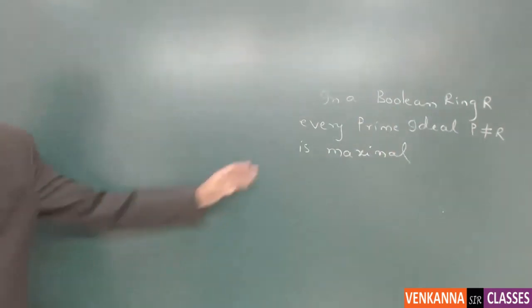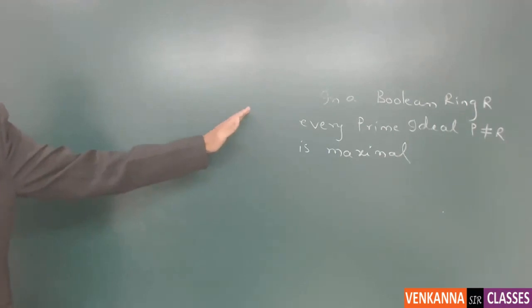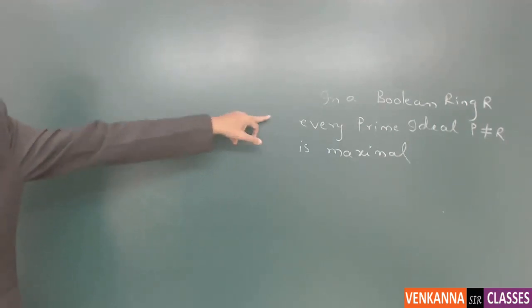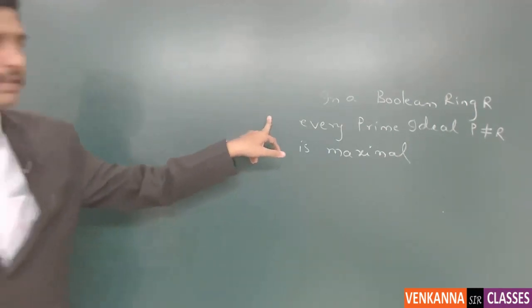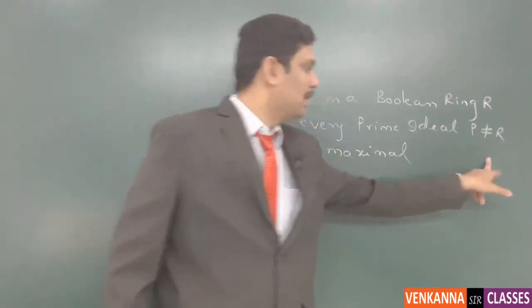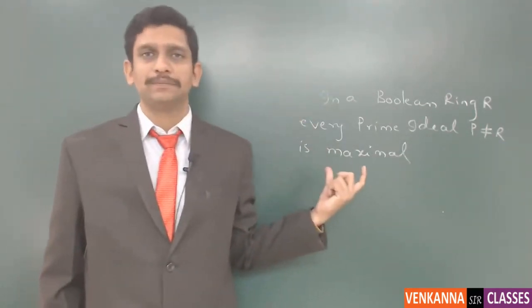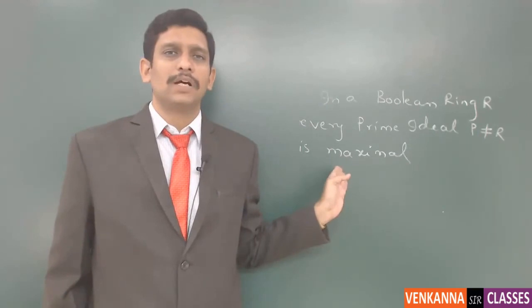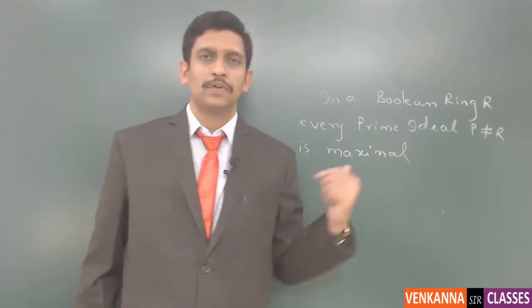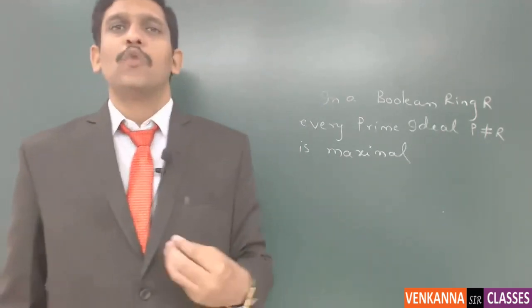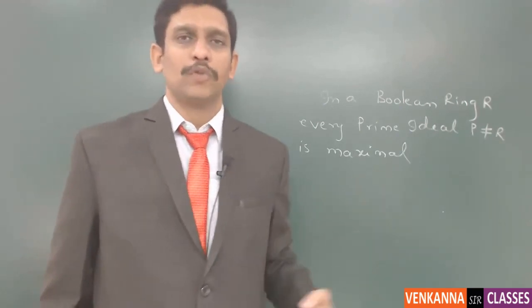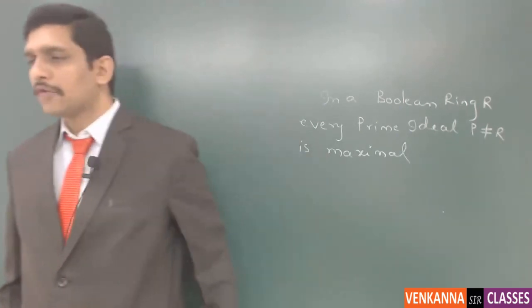Please take a note of this question. In a Boolean ring R, every prime ideal P not equal to R is maximal. It is also one of the previous year questions. So please take a note of this. Then we discuss the approach of how to prove it. After noting, please tell.